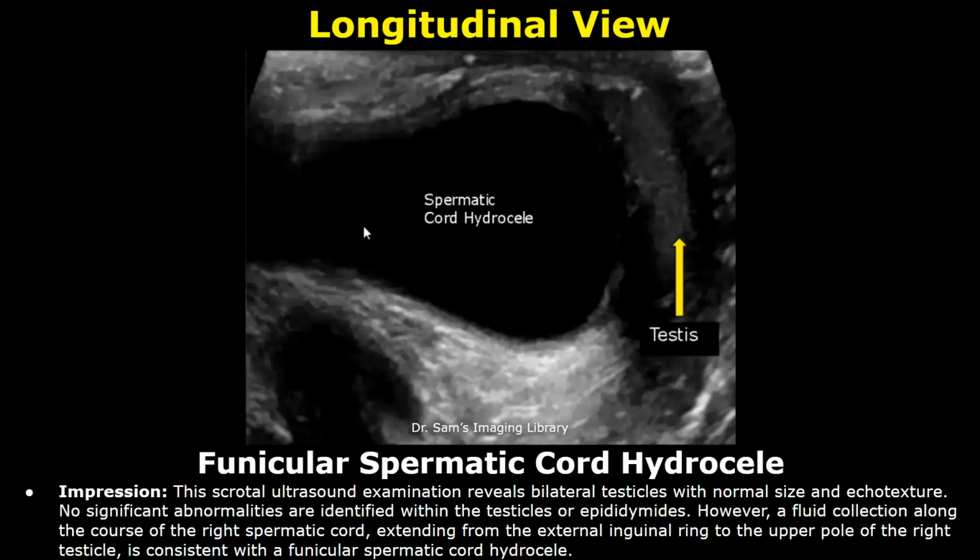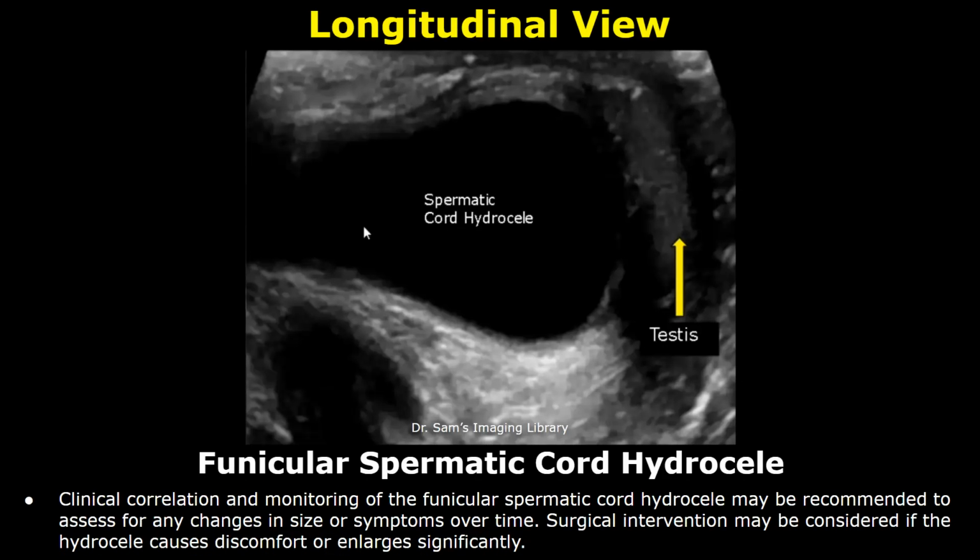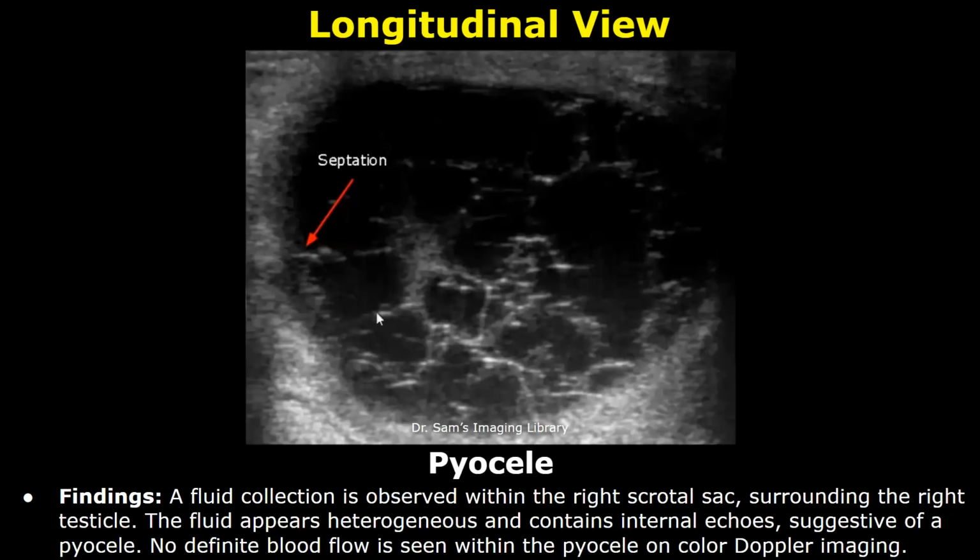You can end the impression by writing about clinical correlation and further management. This is a case of Pyocele. Due to repetition, the normal findings of the testes and the epididymis, as well as the spermatic cord, have been removed. Only the concerning finding regarding the pathology is shown.